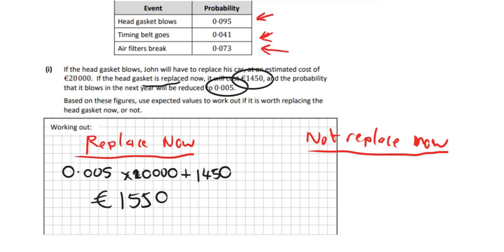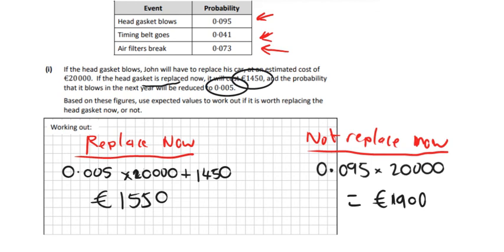Not replacing it now is more straightforward. It's just going to be the 0.095, so a good bit higher probability, and just times by the 20,000, because that's what it would cost if it does blow, at any stage. So if you work that out, you get 1,900.